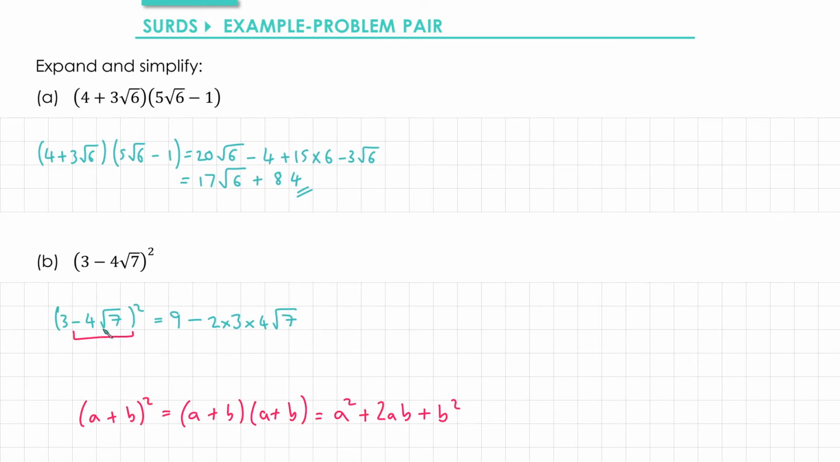Whenever we're squaring a negative, we're multiplying a negative by a negative, so the answer is positive. 4 squared is 16. And root 7 squared is 7, so we get 16 times 7. Then we just need to simplify. To get 16 times 7, 10 times 7 is 70, 6 times 7 is 42, so that gives us 112, plus the extra 9 gives us 121. Then we have 2 times 3 times 4, which is 24, so we've got minus 24 root 7.